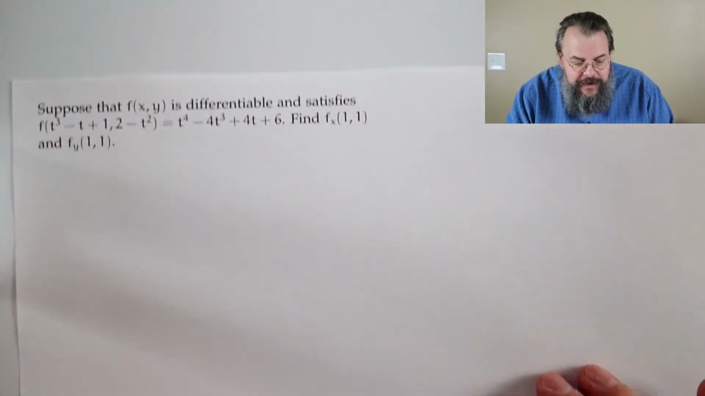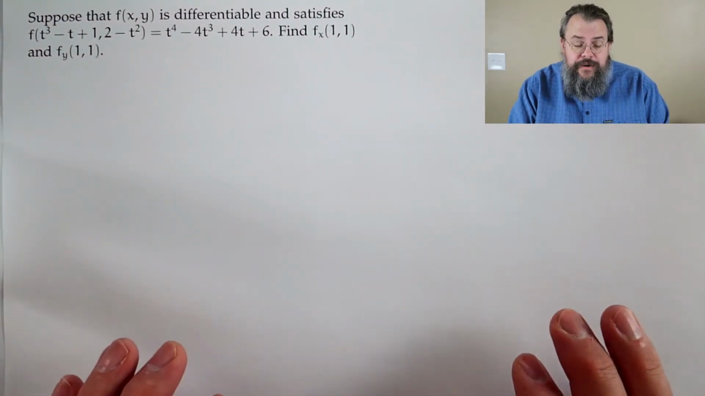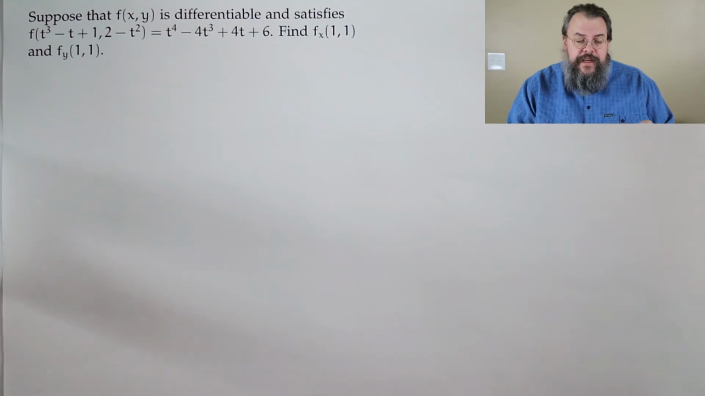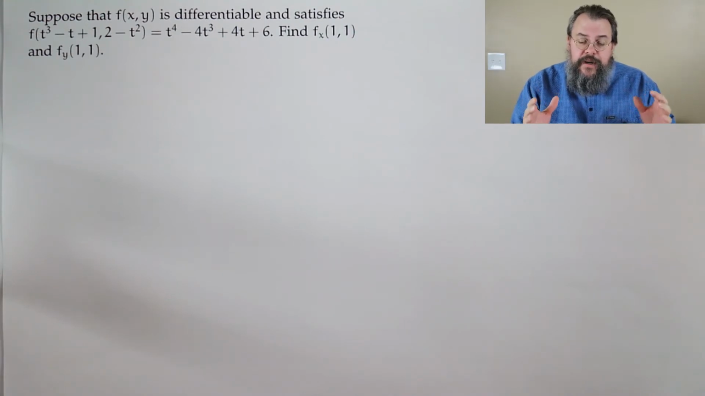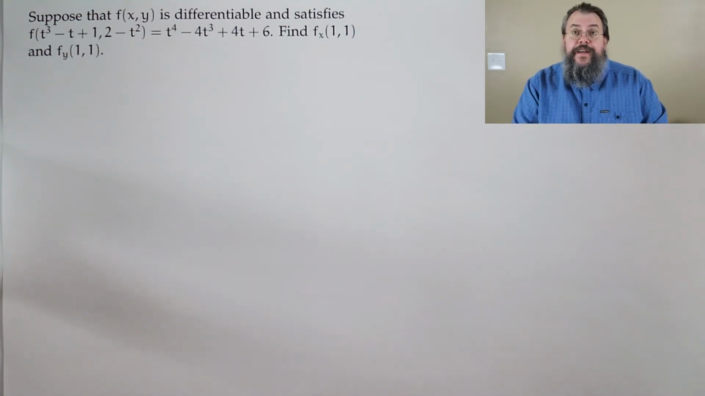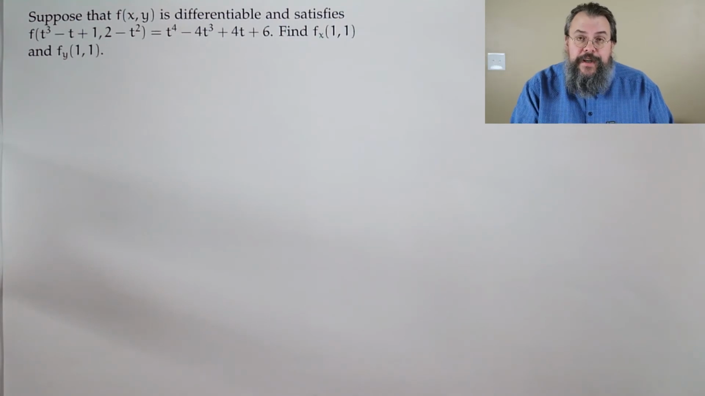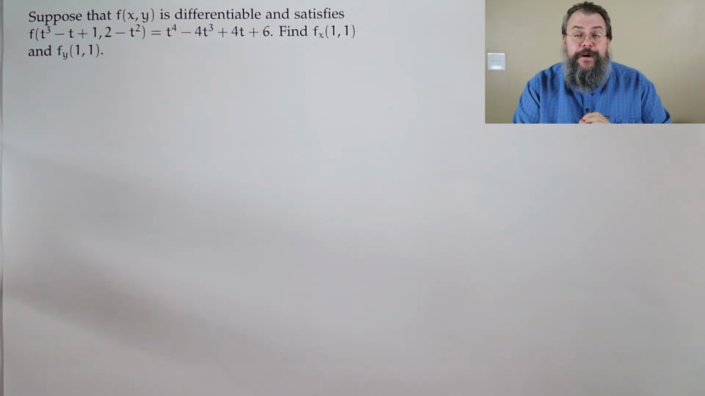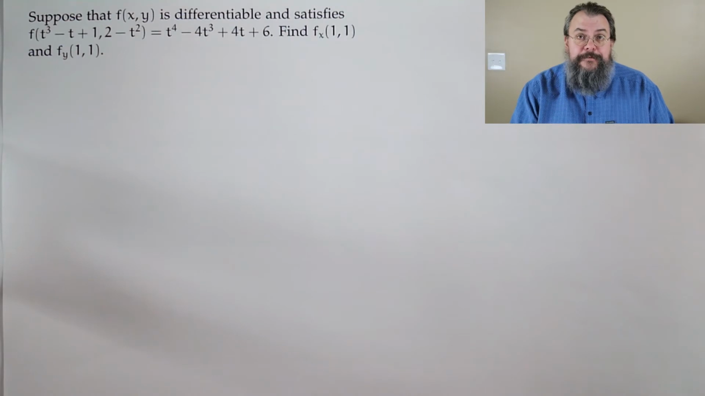Okay, here we go. Suppose that f of x, y is differentiable and satisfies f of t cubed minus t plus 1, comma 2 minus t squared, equals t to the fourth minus 4t cubed plus 4t plus 6. Find f sub x at 1, 1 and f sub y at 1, 1. In other words, we're going to find the partial derivatives with respect to x and y at the point 1, 1. And so that's kind of cool.